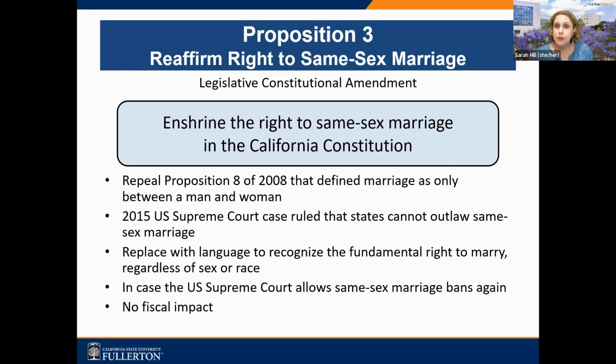But we have had US Supreme Court cases, in particular. In 2015, the Supreme Court ruled that states cannot outlaw same-sex marriage in the United States. So it is not being observed or implemented right now. Same-sex marriage is allowed in California, as it is throughout the United States, but the words are still there technically in the Constitution. So this would get rid of those words, and it would replace them to recognize the fundamental right to marry regardless of sex or race.